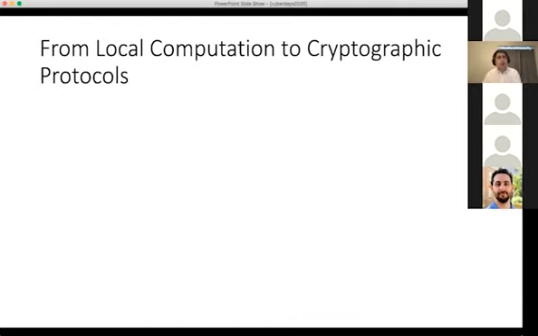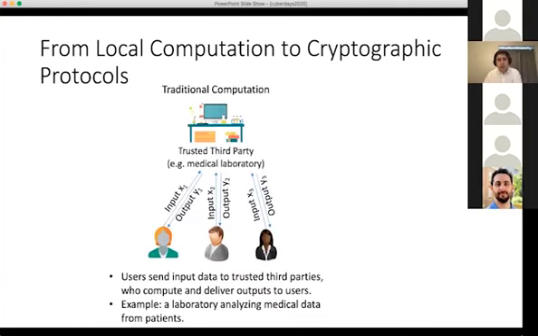So usually we have a notion of computation where data is sent from a certain number of users to a trusted third party who computes on this data and then delivers the output obtained by this computation back to the users. This third party is trusted in the sense that if they do become compromised, the user inputs will leak, even though the party would not leak these inputs when they're honest. So they become a single point of failure.